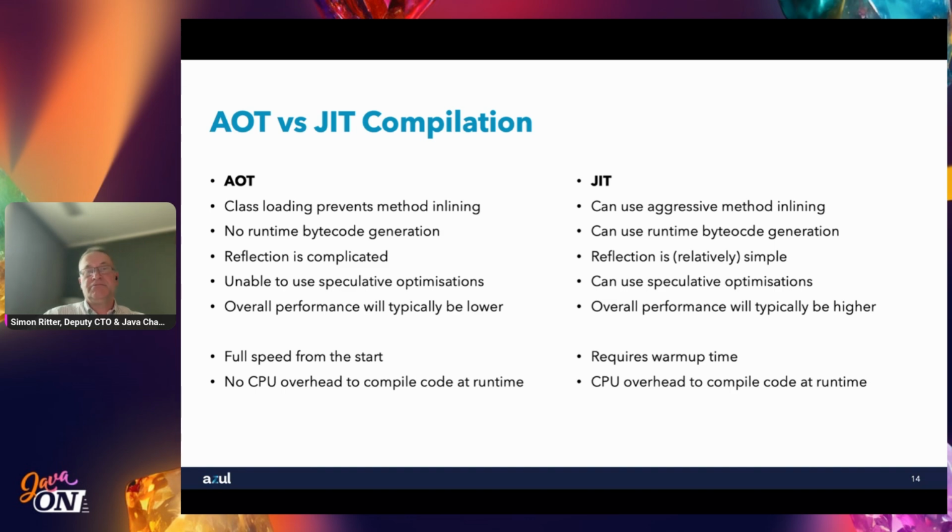JIT compilation is essentially the opposite of all that. So we can use aggressive method inlining because we know exactly what method is being called at any given point when the code is running. We can use runtime bytecode generation because we're using bytecodes. Reflection is, and I put in brackets, relatively simple, because I don't think anybody really thinks reflection is ever simple. You can use speculative optimization, and overall, your performance will typically be slightly higher. Obviously, the downside, as we've already seen, is that it requires warm-up time, and you place an additional load on the CPU, so you've got an overhead to compile the code at runtime.